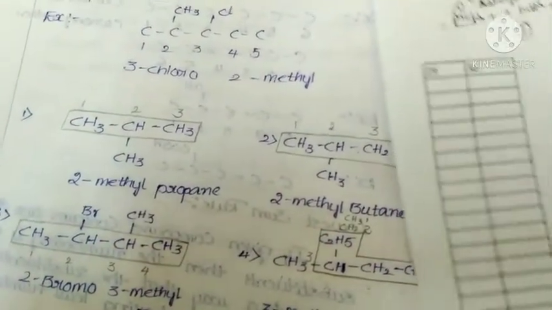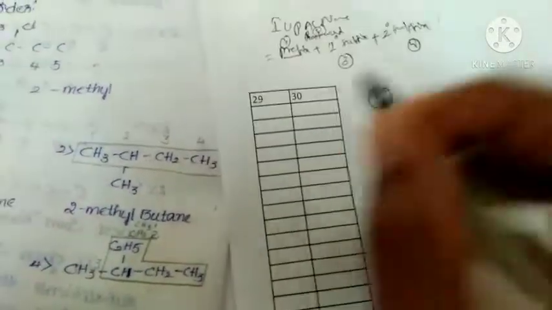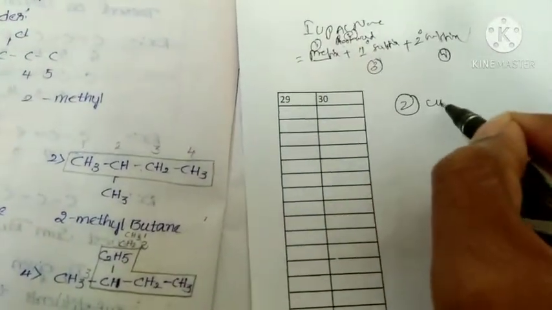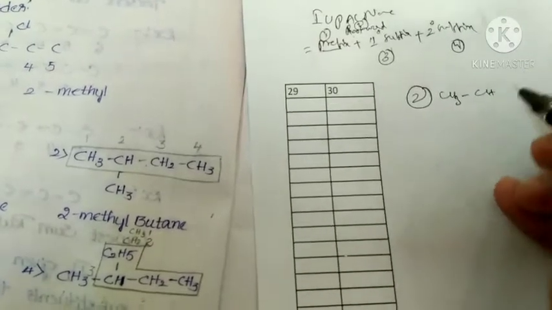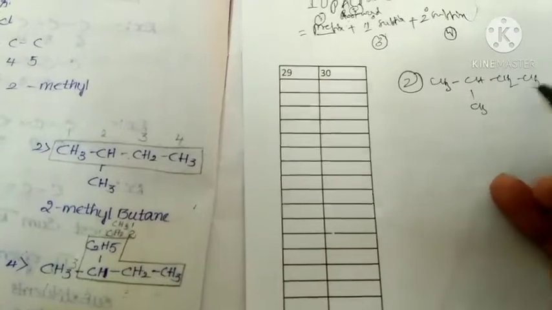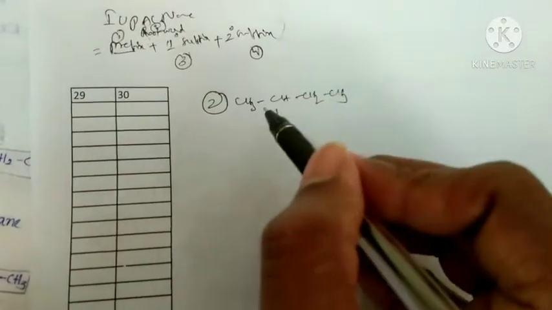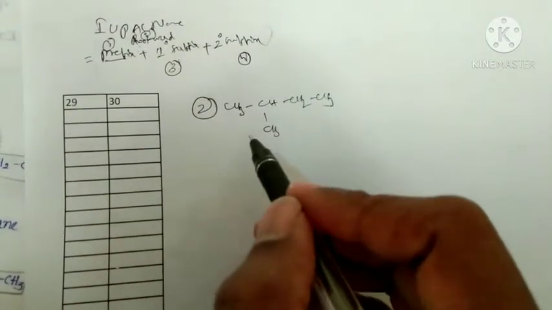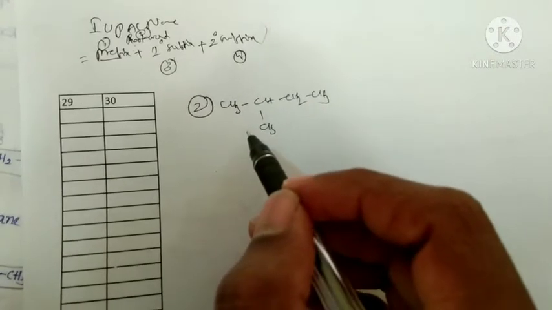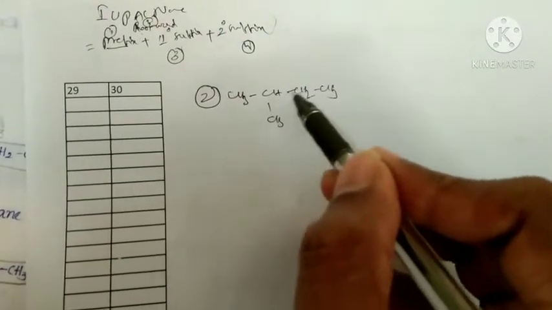Now coming to one more example, the second example. I will discuss that example here. What is given? CH3, CH, CH3, CH2, CH3. This is given. In this example, what do we have to do first? We have to select a straight chain that should contain more carbons. Here two possible ways are there. This is one possible way, this is another possible way.